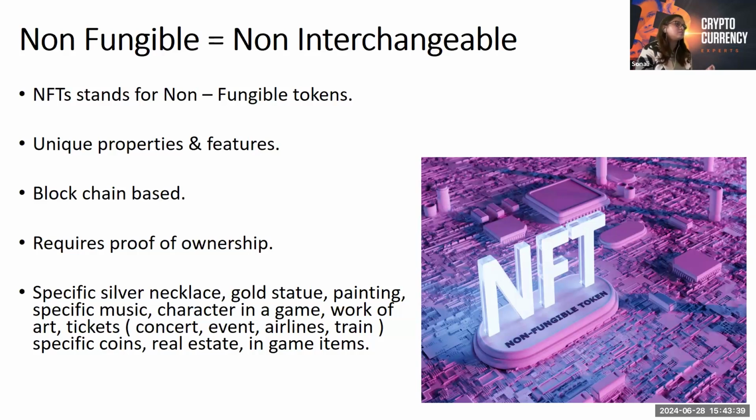For example, a specific silver necklace which you can claim is yours: you can create a token of it over the NFT marketplace. It could also be a gold statue, a painting, a specific music, or a character in a game. The gaming industry over the blockchain is also booming. For example, when you play cricket over the blockchain, there is a bat, a hat, a ball, which you can create an NFT of. Once you create the NFT, you can lend it to somebody else on rent.